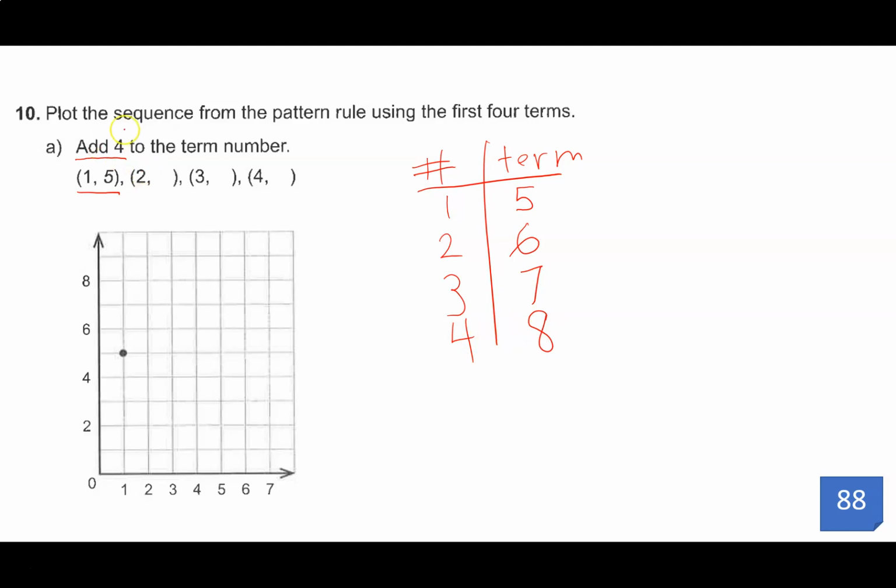So again, you didn't need to draw this chart. You can simply go like this. 2 plus 4, 6, and so on. Your final step is to graph these ordered pairs. 1, 5 has been done for you. Remember, start with the x-coordinate. Let's do the next one. 2, 6. Then 3, 7. And lastly, 4, 8. Another increasing pattern.